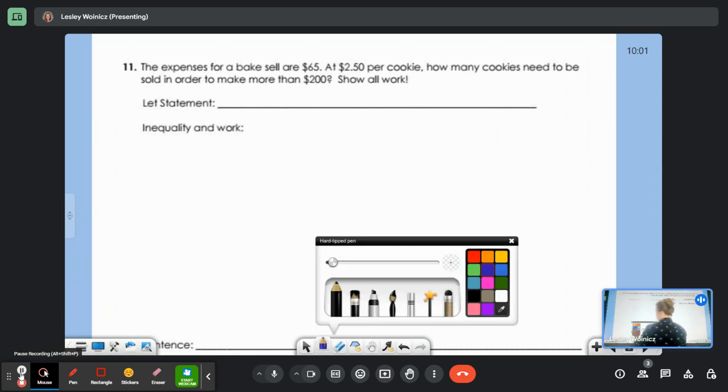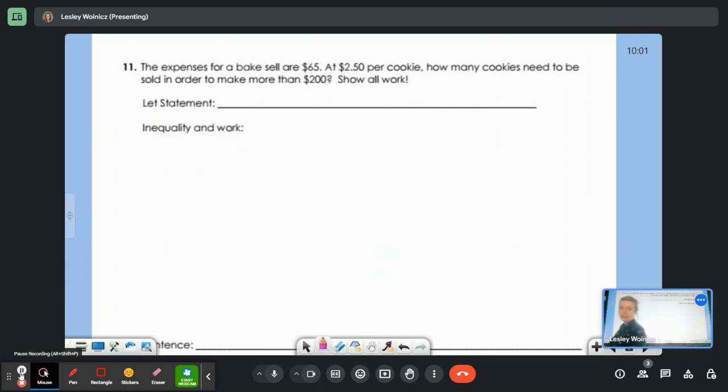This problem is about cookies. It's delicious. Okay, so do we want to make exactly $200? We want to make more than. Can you guys feel the inequality here? So we're going to go more than 200. Don't forget your let statement.